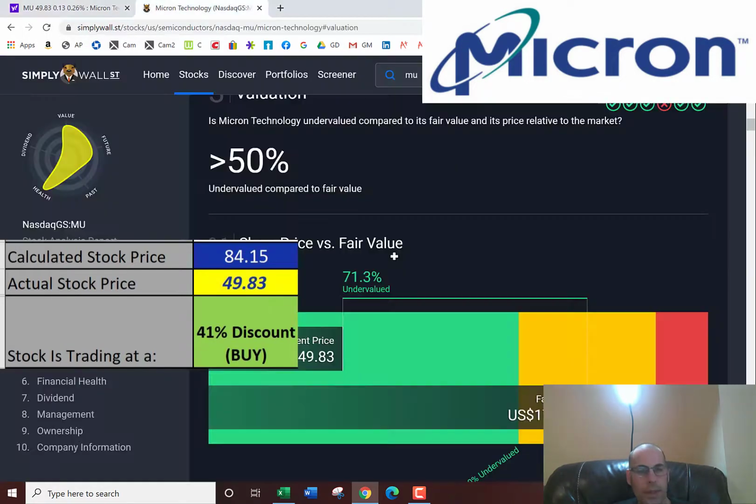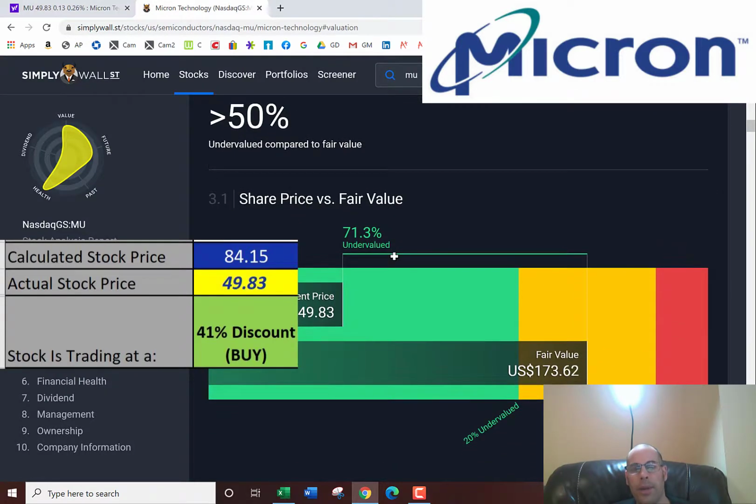Let's see what Simply Wall Street calculates. They're much higher. They're saying the stock is worth $174. Simply Wall Street is also saying the stock is a buy, but it's even more undervalued than my calculation.